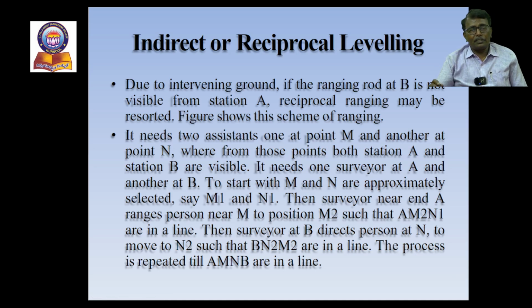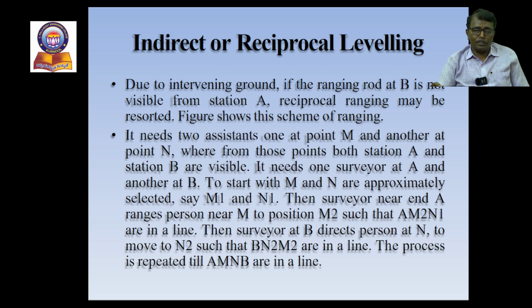Next method is indirect or reciprocal ranging. Due to intervening ground, if the ranging rod at B is not visible from station A, reciprocal ranging may be resorted to. The figure shows this scheme of ranging. It needs two assistants, one at point M and another at point N, from where both the stations A and B are visible. It needs one surveyor at A and another at B.